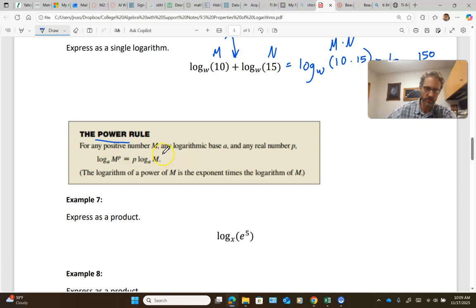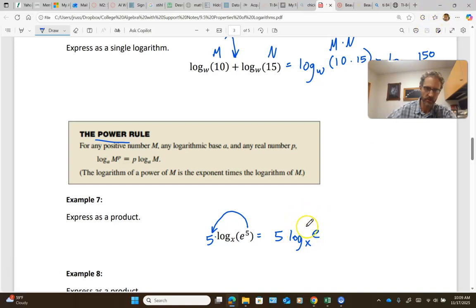In other words, the way I look at this, guys, is you can take that power and just move it out front. So this becomes 5 times log base x of e. That's what it means when it says express as a product. The product means multiply, so this ends up becoming 5 times log base x of e.